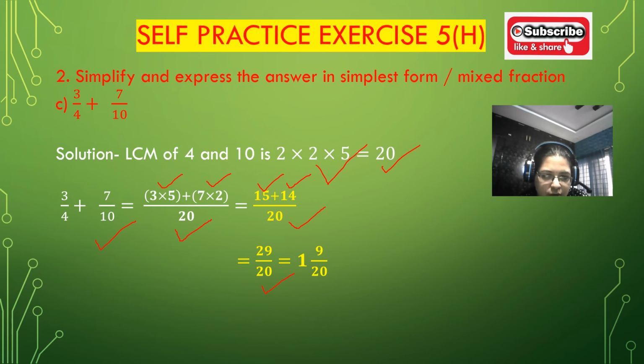So we get 1, 9 divided by 20, which is a mixed fraction, which is the simplest form and mixed fraction of this addition of the fractions 3 divided by 4 and 7 divided by 10. So we get 3 divided by 4 plus 7 divided by 10 equal to 1, 9 divided by 20.